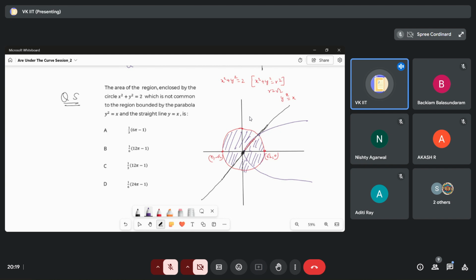First of all, find out the point of intersection here. The point of intersection will be what? For the line and the parabola, if you find out, it will be coming as 1 comma 1.